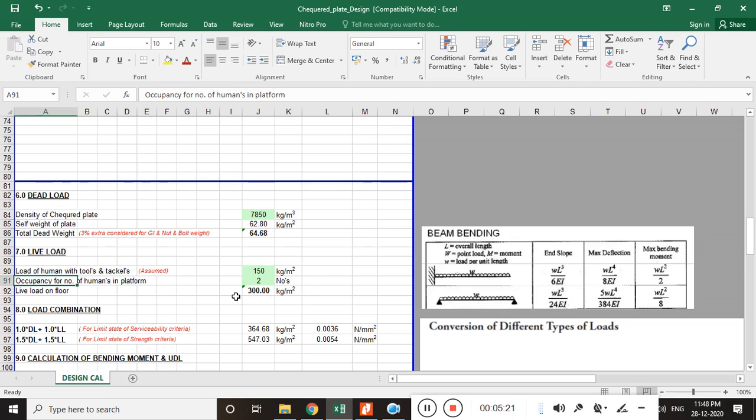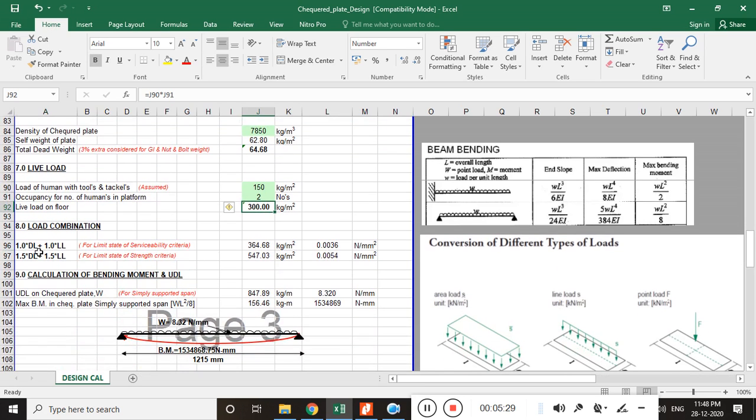So the occupancy for the number of humans on the platform is 2, and the total live load will be 150 into 2. And the first combination is dead load multiplied by 1 and live load multiplied by 1. Then the dead load multiplied by 1.5 and the live load multiplied by 1.5.